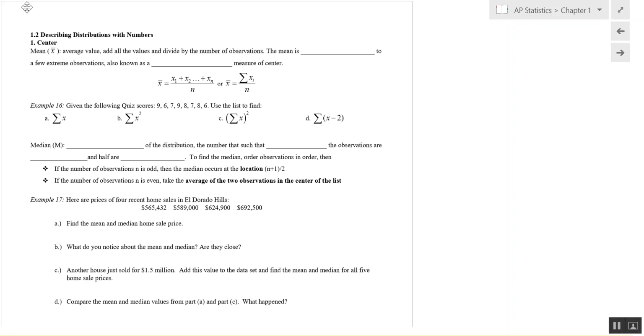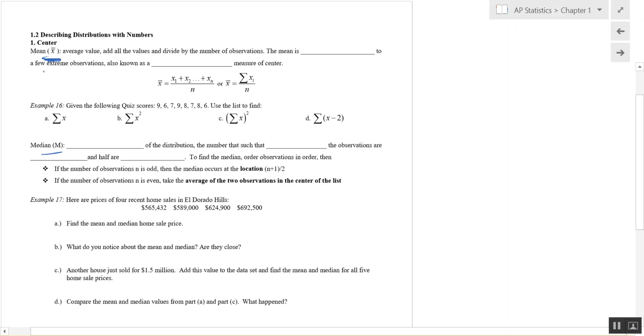Hello, AP Statistics. Today we're going to talk about center and describing distributions with numbers. Center you've definitely talked about before. We're going to go into details about the mean and the median. The mean is denoted by x bar. It's crucial that you understand the notations for how these are denoted. So, x bar versus the median, which is M.